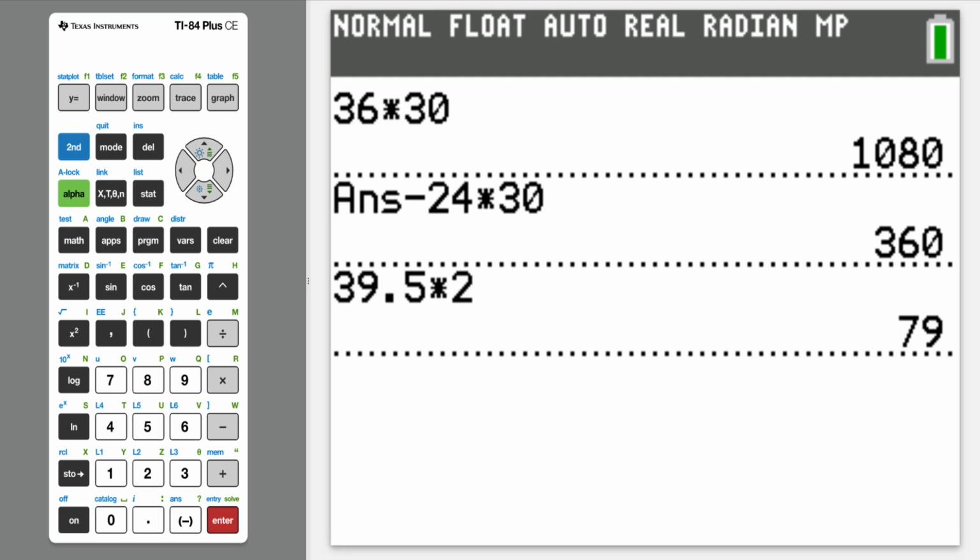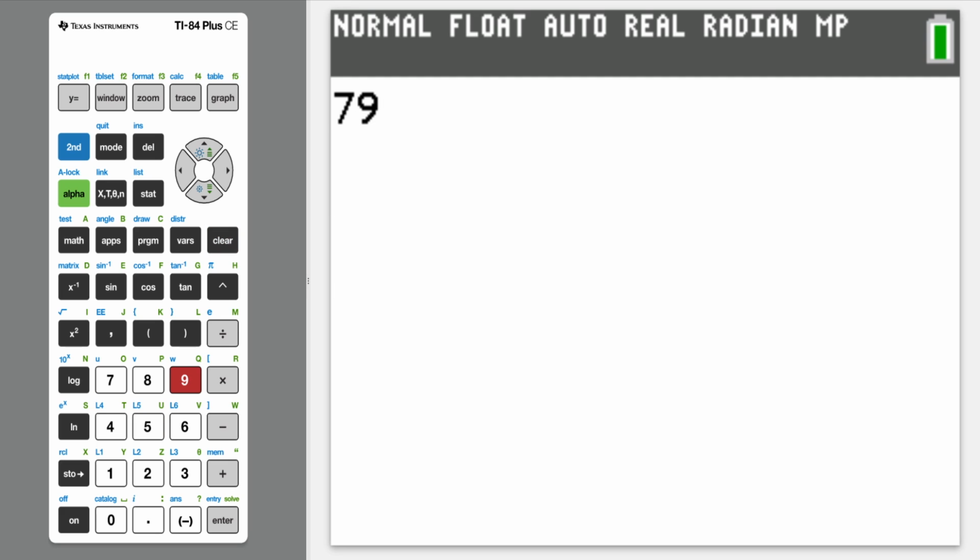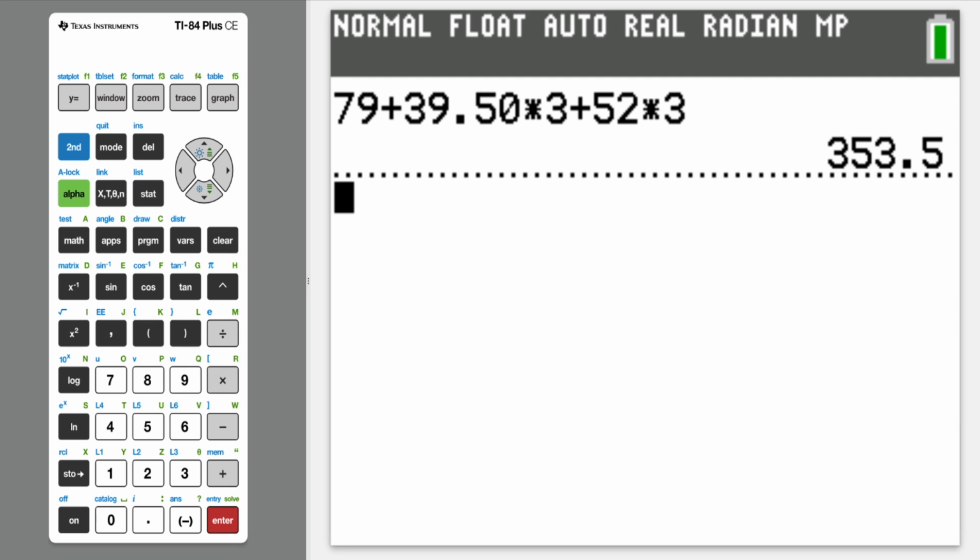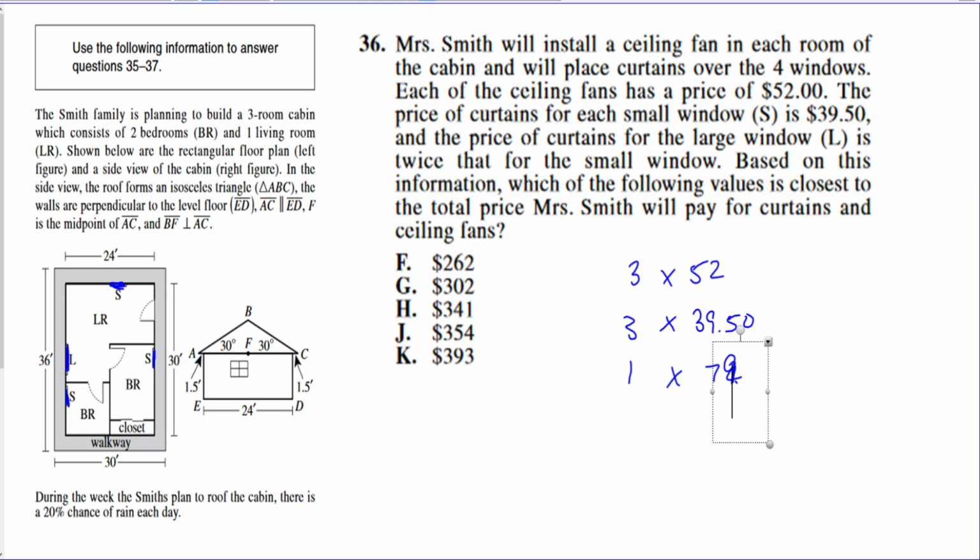If I take that 79, okay, and add to that 39.50. Try that again. 79 plus 39.50 times 3 plus 52 times 3. Okay, it looks like $353.50 will be my total. Okay, and I can take a look up here. I do have a $354, right, which is choice letter J.